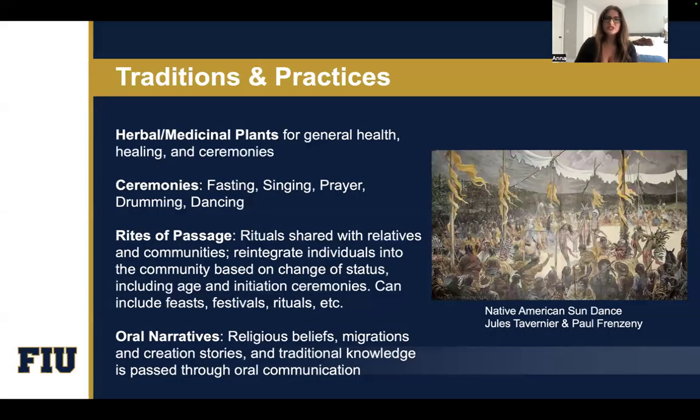So in terms of traditions and practices, as mentioned earlier, there are a variety of tribes and nations within the Native American population, and the specific ceremonies or traditions will vary based on which tribe we're looking at. But in general, there's a strong emphasis on herbal and medicinal plants, and those are used for general health, for healing, for ceremonies. And then in terms of ceremonies, there are a few different things that can happen, including fasting, singing, prayer, drumming circles, dancing.